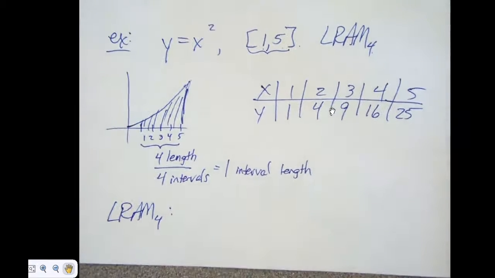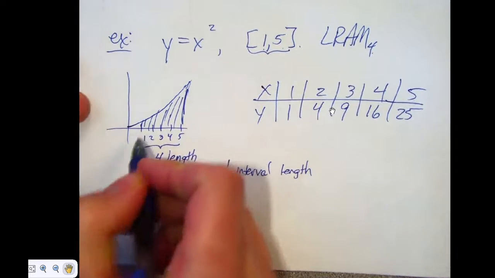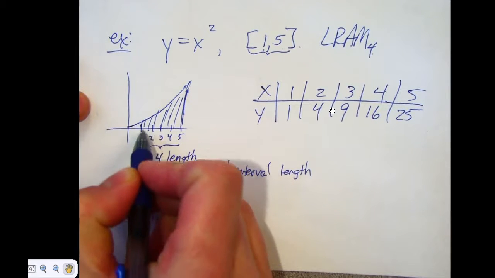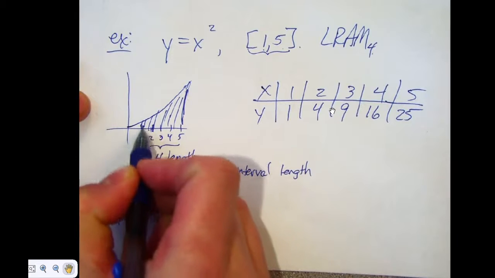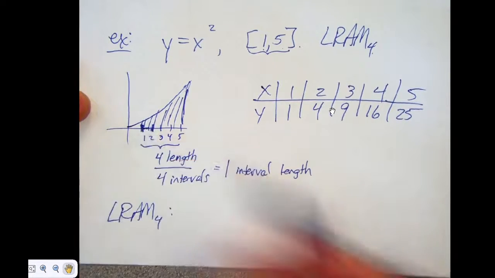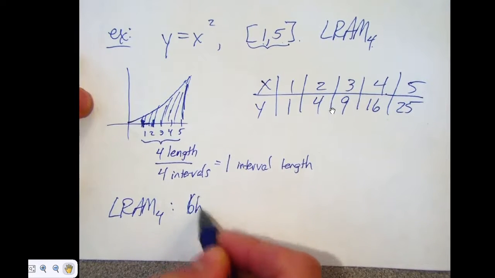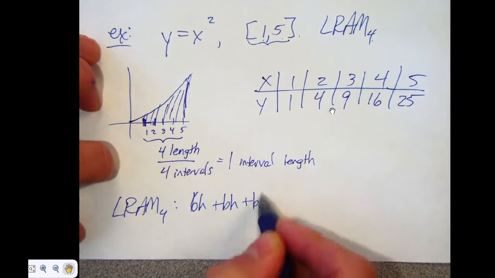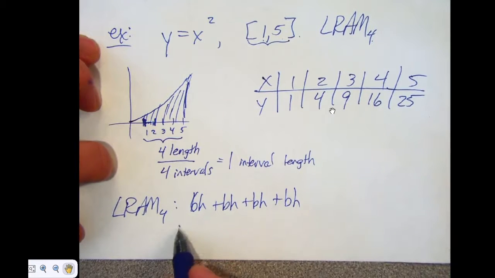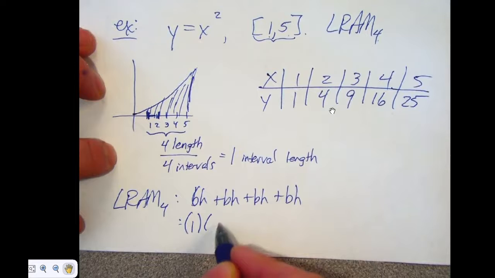LRAM 4, with all that information. I am just finding the area of 4 rectangles. What's the area of any rectangle? I hope we know this one. Base times side. Awesome. Okay, this first rectangle is from 1 to 2. What is the base of that rectangle? I'm going to write out base times side plus base times side, plus base times side plus base times side, just to make myself feel better. So the base of the first rectangle is 1.